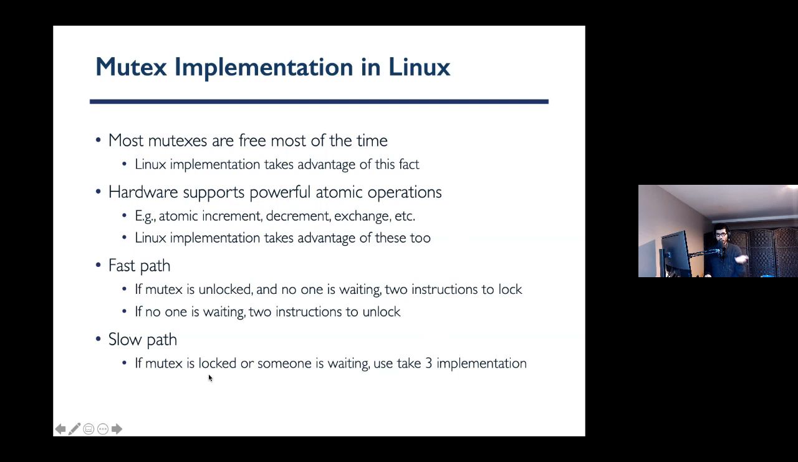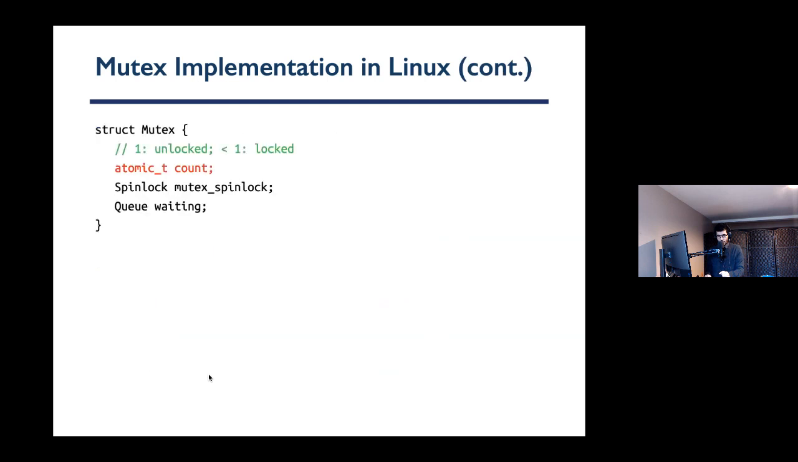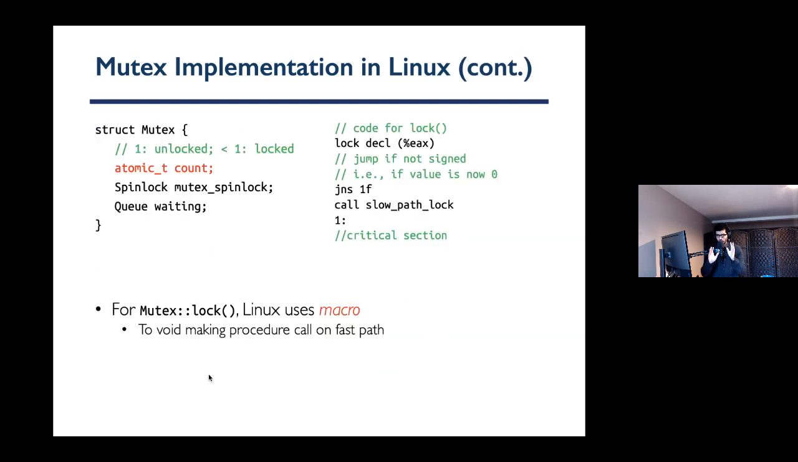So we take the same implementation that we just saw in the previous slides. Here is just high level code. There's a struct of mutex, let's say. There's a count, and we tell the hardware that this is an atomic count. So we want to do atomic instructions on this count. This is the way we're telling the hardware that we're going to do this.